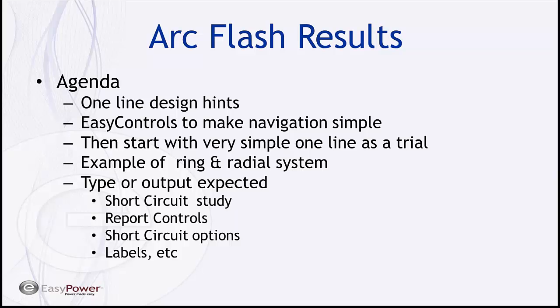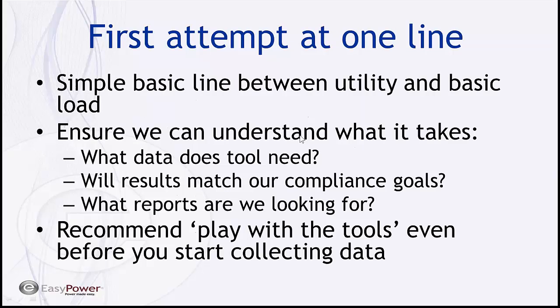We're going to start with a very simple system. The idea is to prove to yourself that you can get the results based upon the methodology you're going to set up your one line with, especially in the case of a big process or a big system. We'll use an example of both a ring and a radial system, and then talk a little bit about some of the outputs that we're trying to produce.